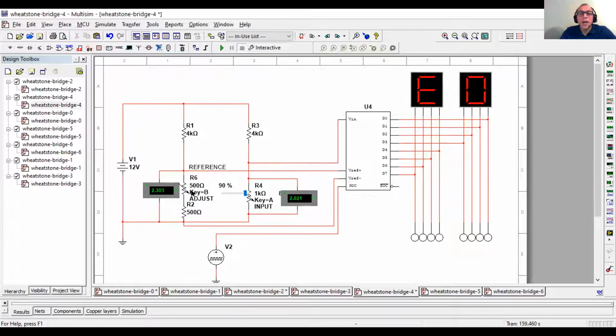So what we can do now is adjust our reference voltage. Right now it's 2.303, but I want to turn it down a little bit, because I think our temperature is off by a little bit. So I've got it now at 2.02. So now I have a proper calibration for us.